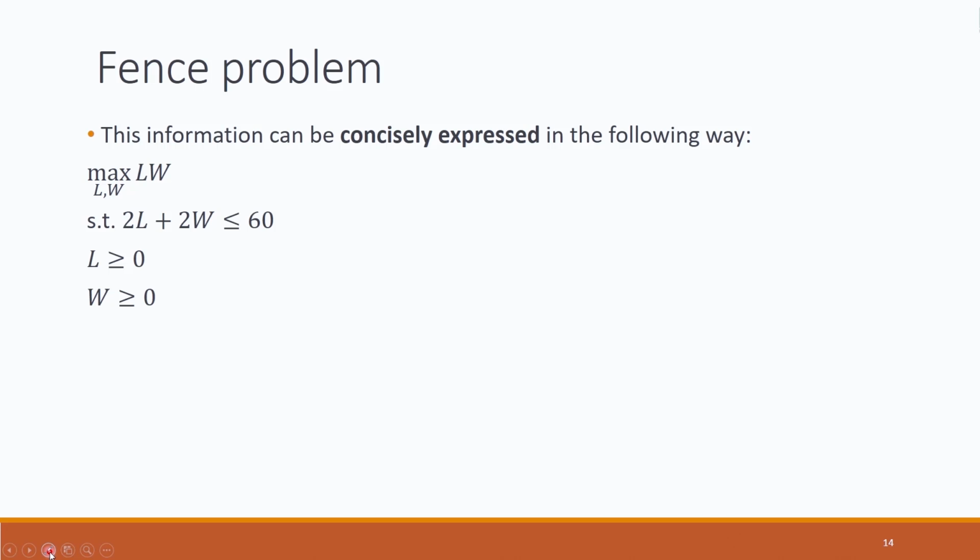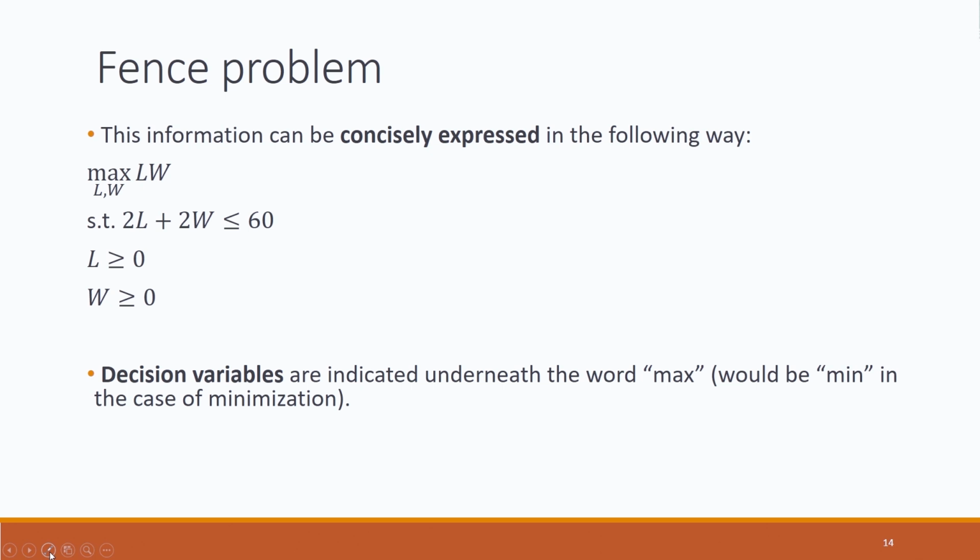And we have these constraints put together here. You can see that there is this S.T. that represents subject to. So, all the constraints come after this subject to. This is saying the same thing that I said. Decision variables are indicated underneath the word max. If it had been a minimization problem, then instead of max it would have been min, and S.T. stands for subject to, as I told before.